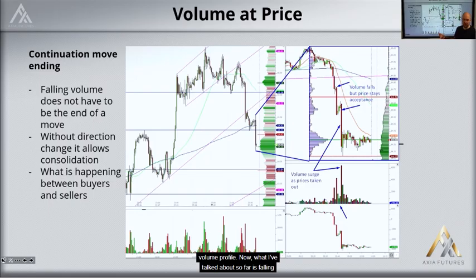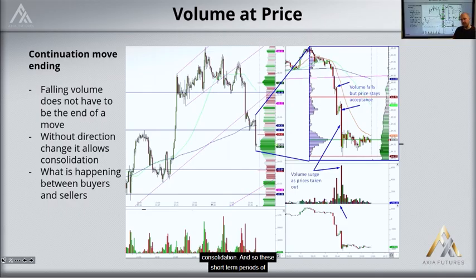Now, what I've talked about so far is falling volume being an end of movement. Falling volume doesn't have to be, because for a market to bounce, as we've already talked about, after a drop, let's say, volume falls and the market's then going to start to bounce, you now need to see new buying, which is going to drive the move back up. If that doesn't happen, what you can end up with is short-term periods of consolidation.